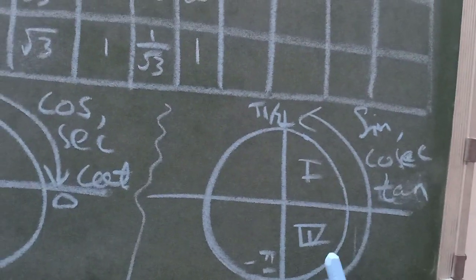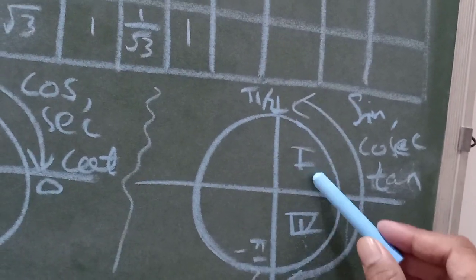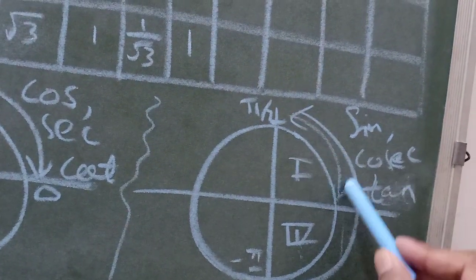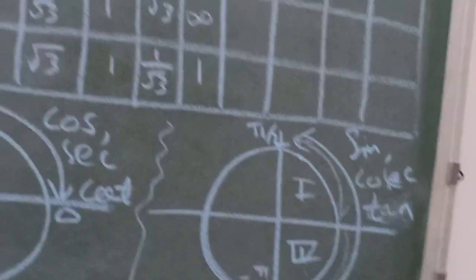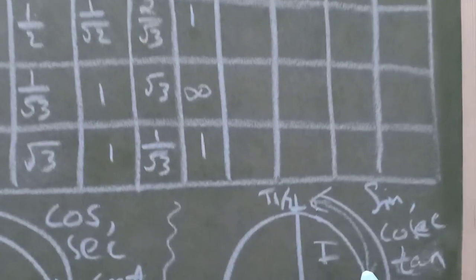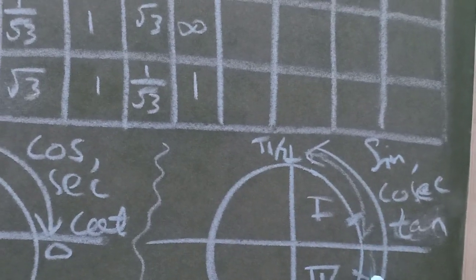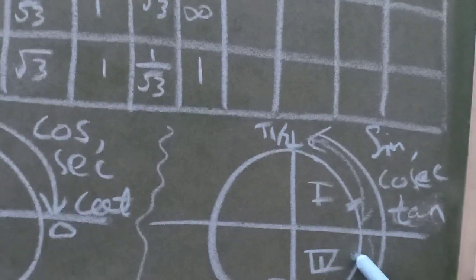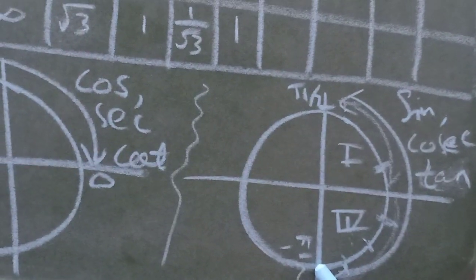Okay, so we need the values in these two quadrants. In first quadrant we already know. Now we have to find its value in fourth quadrant, which means we have to move backward. When we move ahead from 0 you get pi by 6, and when you move backward you get minus pi by 6. So I need the values of minus pi by 6, then minus pi by 4, then minus pi by 3 and minus pi by 2.